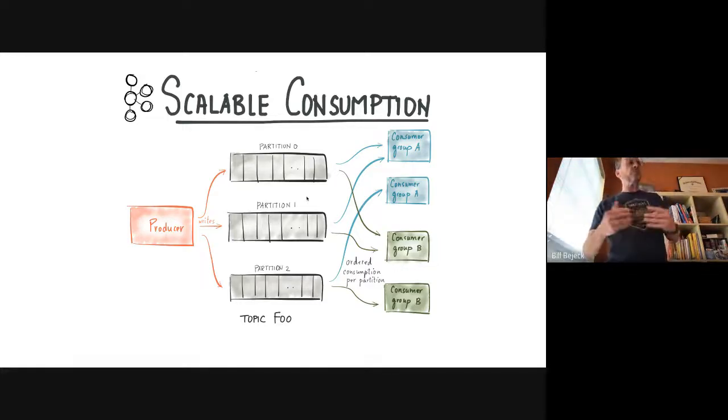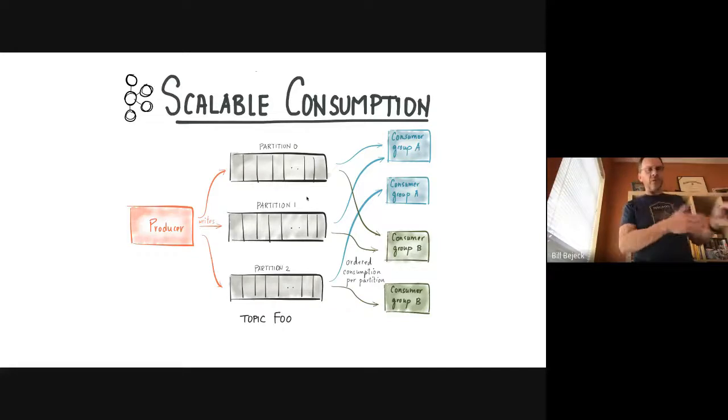And the rebalance protocol handles that. If one of your consumers drops out, the partition or partitions it was responsible for are assigned to other viable members of the group. And by having separate consumer groups, again, they don't step on each other's toes. They don't even know the other one exists and they're reading records.